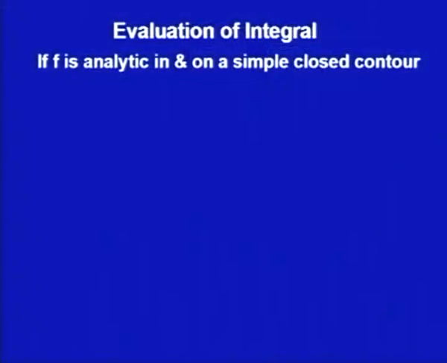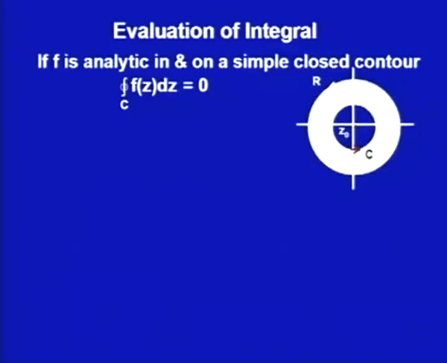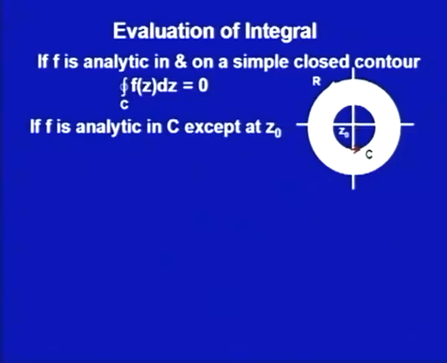So, we had learned that if f is analytic in and on a simple closed contour C, then the integral of that analytic function f along that closed contour C is 0. Now, if we do not have the function analytic in the whole region, inside C and on C, but we do have a singularity in the interior of C, then what we had learned using the residue method is that if f is analytic in C except at z naught, then the integral of the function f(z) along that closed contour C is 2 pi i times the residue of f(z) at z naught, that is at the point of singularity, and that point has to be an isolated singularity.